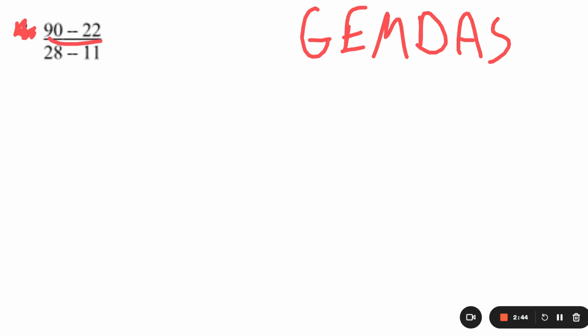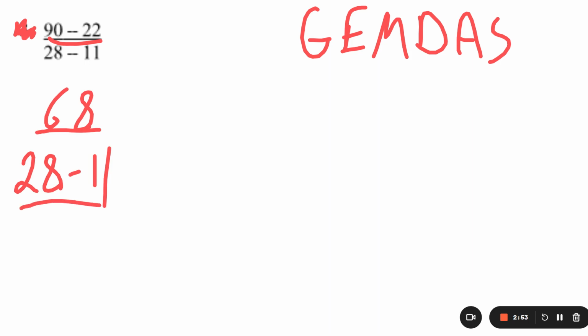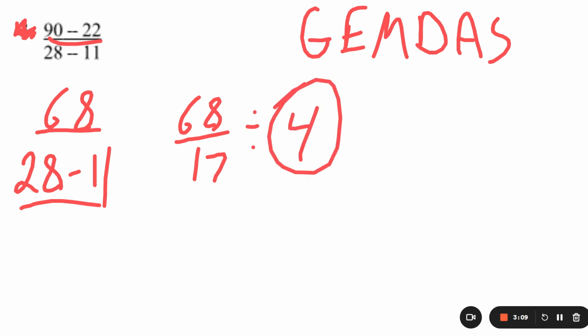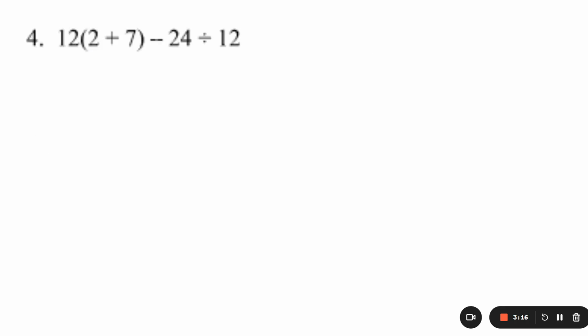So 90 minus 22 is going to give me 68. So I have 68 over 28 minus 11. When I do 28 minus 11, that's going to give me 17. So now I have 68 over 17, or 68 divided by 17. When I put those in my calculator, I end up with 4 as my answer. So 68 divided by 17 gives me 4. Too easy. All right, let's go on to another one.